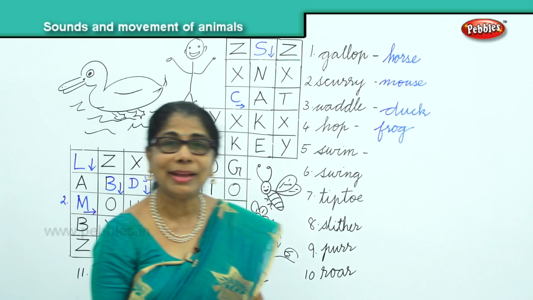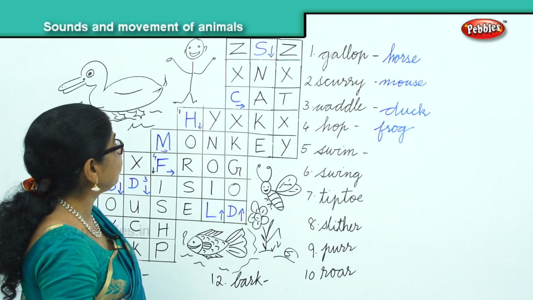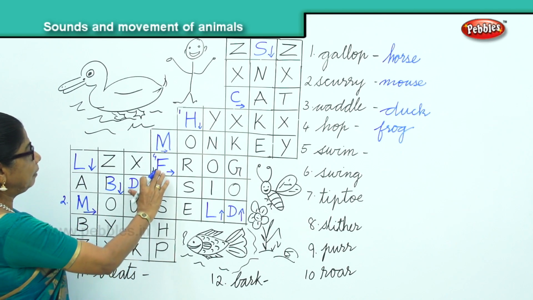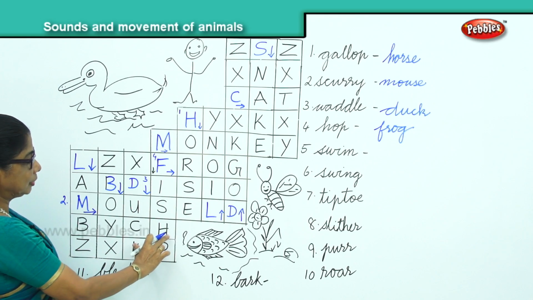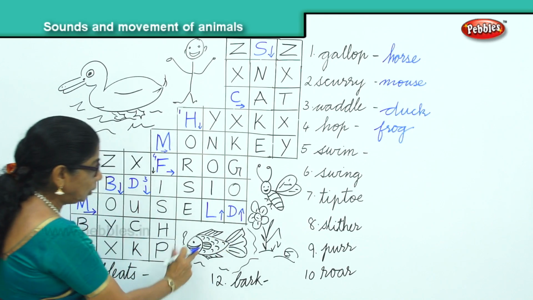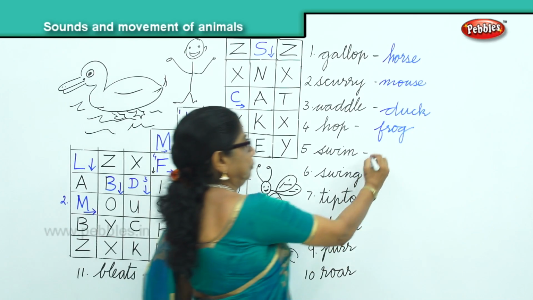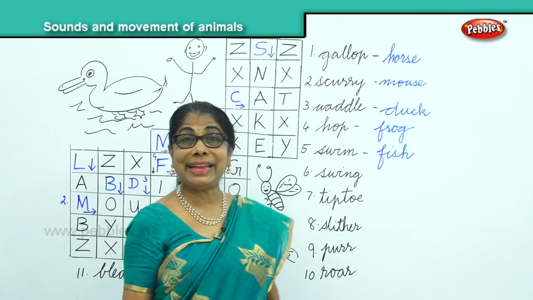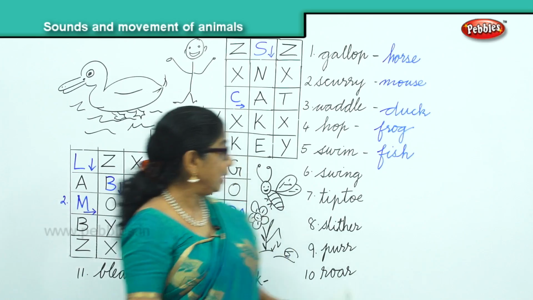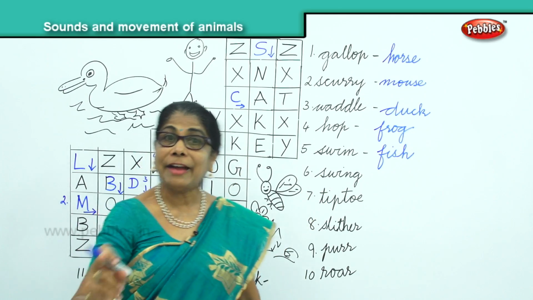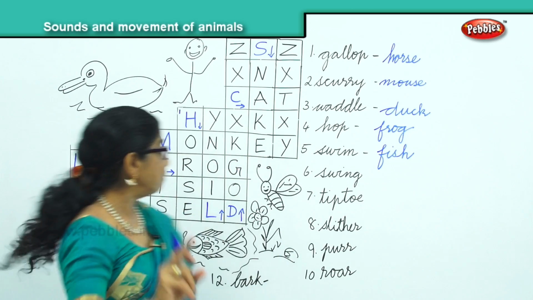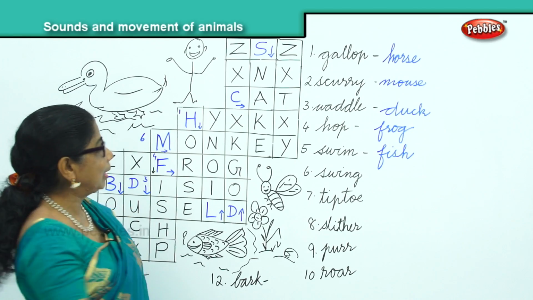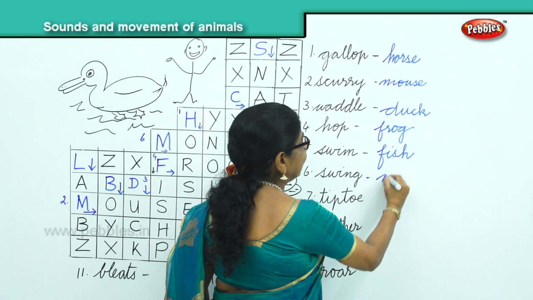Now swimming. Who swims in the pond? A fish swims in the pond. F-I-S-H. A fish. Who swims in the pond? A fish. Fish swim in the pond. Then somebody is swinging from tree to tree. Yes, monkey. Monkey swings from one tree to another. Swinging. Monkey.